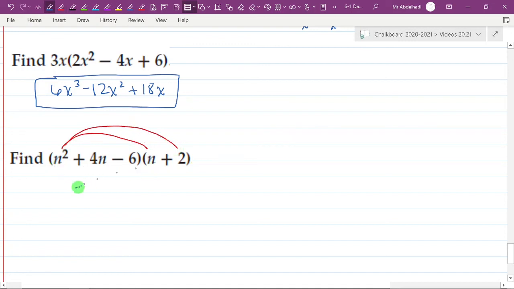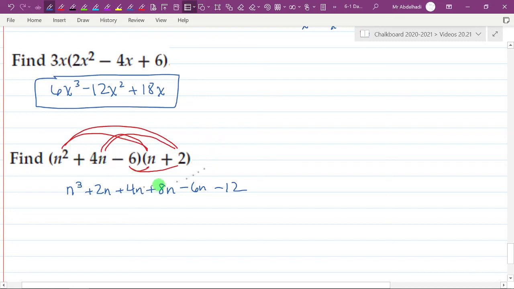N squared times n to the first is n to the third. Okay. N squared times 2 is 2n squared. Right? And now we're going to distribute the middle term. 4n times n is 4n squared. And 4n times 2 is 8n. And then finally, we're going to distribute the negative 6. Negative 6 times n, negative 6n, and negative 6 times 2 is negative 12. So distribution works no matter what size polynomials you're multiplying. And as long as you don't call it FOIL, it'll work no matter what. But just remember how you're doing this now.